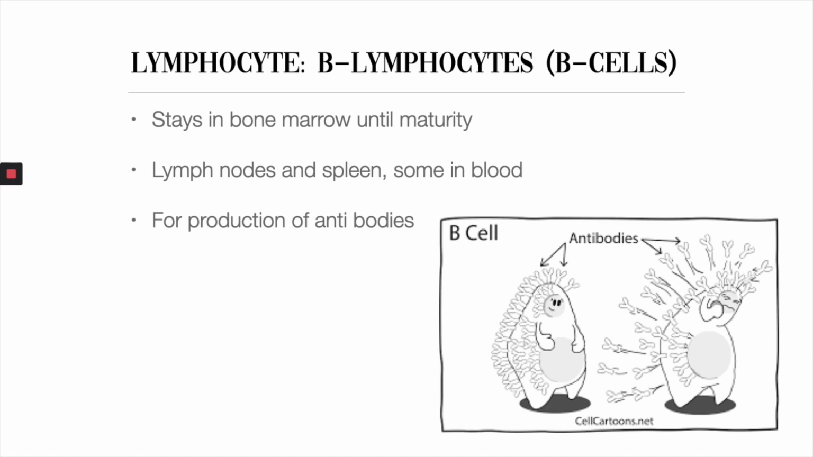B lymphocytes are also known as B cells. B lymphocytes stay in the bone marrow until maturity. They could be seen in the lymph nodes and spleen, but there are some found in the blood. Their primary function is to produce antibodies.